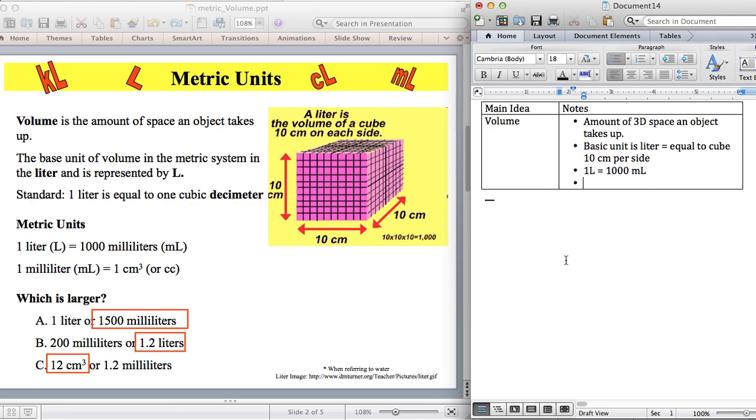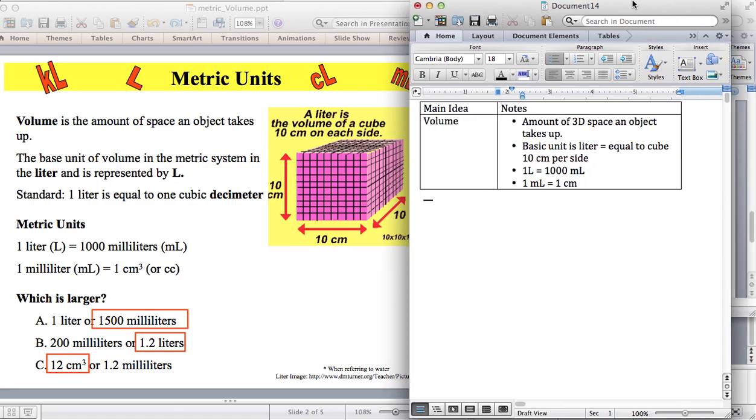But the next conversion that we should know is that a milliliter is also the exact same as something called a cubic centimeter. Oh, no, I don't want a numbered list. I want bullets. So it's the exact same thing as a cubic centimeter, right?